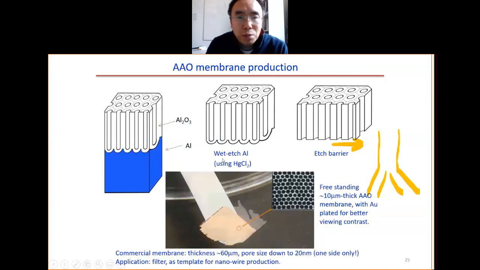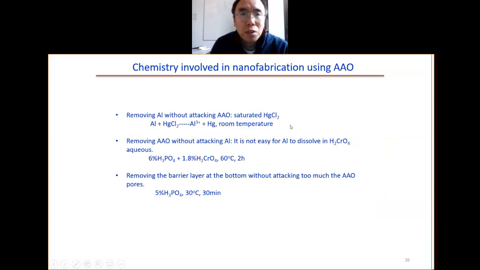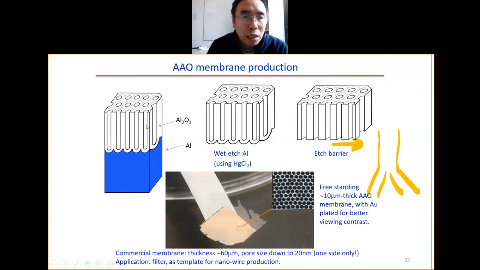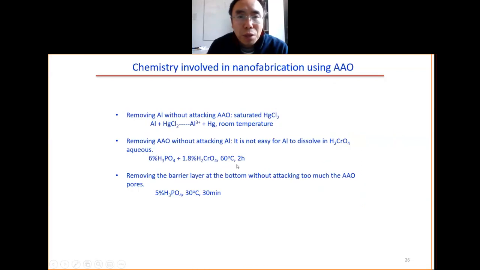So here are the chemicals. We talked about mercury chloride to activate the aluminum. So here are the chemicals involved in the nanofabrication using AO. First, we want to activate the aluminum without attacking the aluminum oxide. And this is done by mercury chloride.